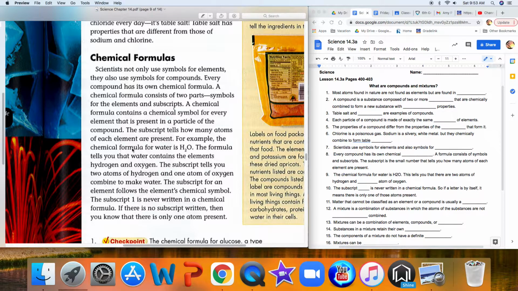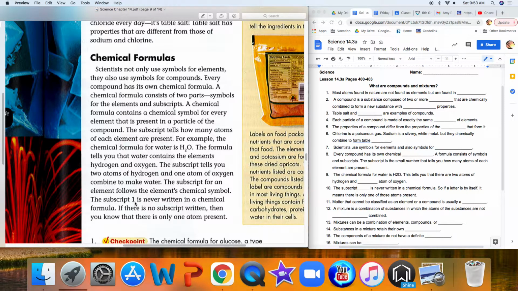For example, the chemical formula of water is H2O. The formula tells you that water contains the elements hydrogen and oxygen. The subscript tells you that there are 2 atoms of hydrogen and 1 atom of oxygen to make water. The subscript for an element follows the element's chemical symbol. In other words, the subscript comes after it, not before it. So it's not H and then 2 O's. No, it's 2 H's and 1 O.